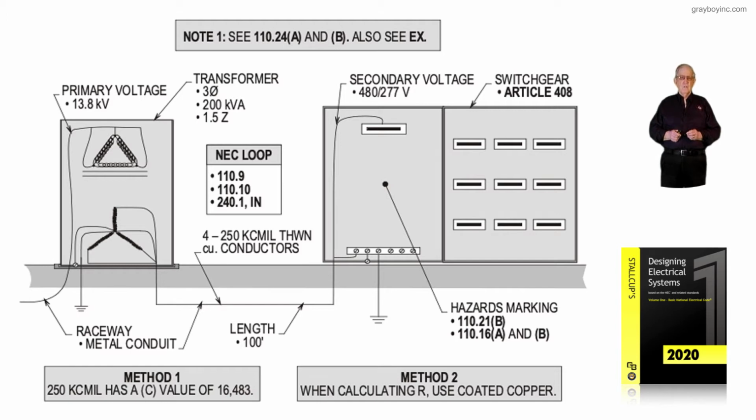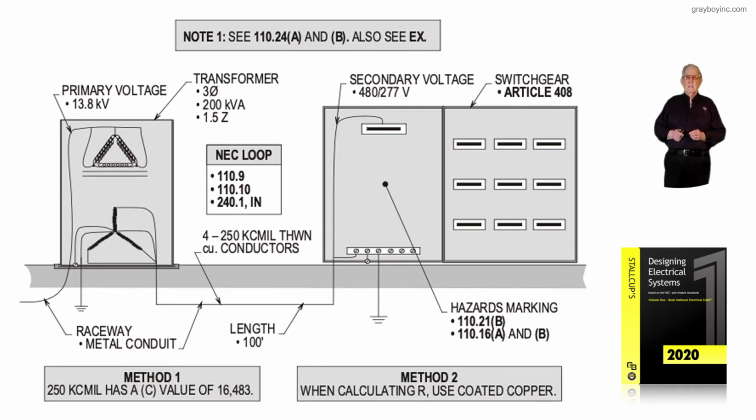Now in our illustration, we have a transformer that's three-phase, 200 kVA, and 1.5 is the impedance of the transformer. The primary supply voltage is 13,800 volts. The secondary voltage is 480/277, three-phase, four-wire system, terminating to a main in the switchgear.